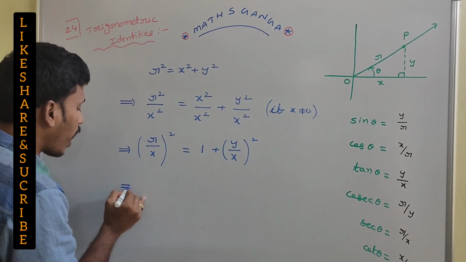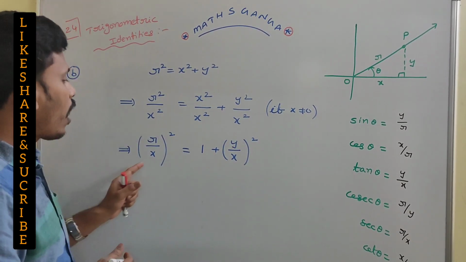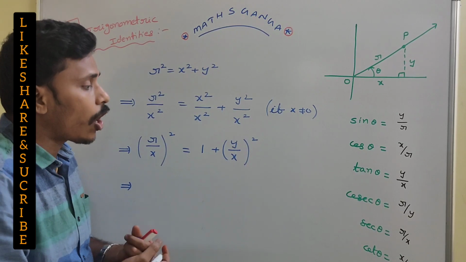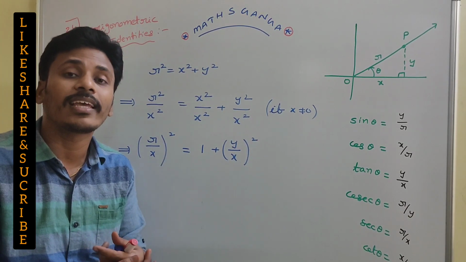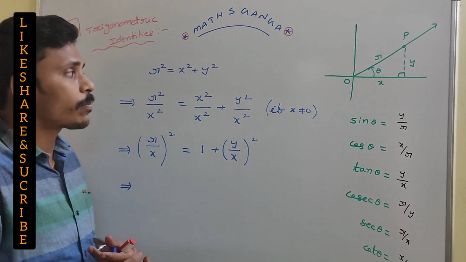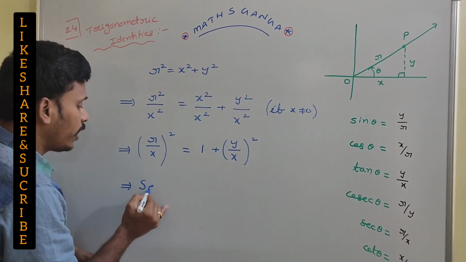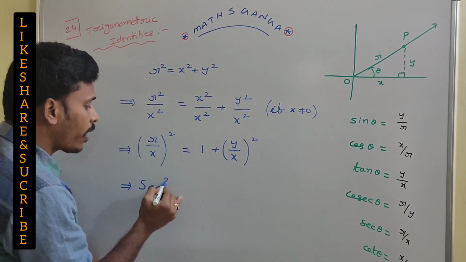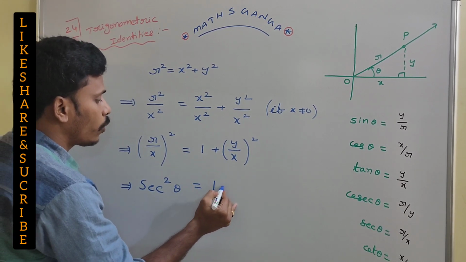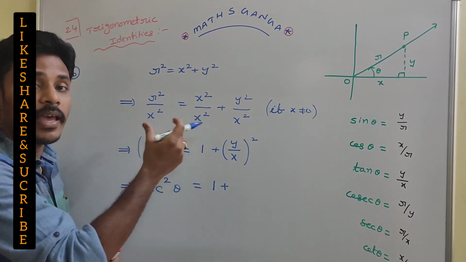And in the next step, how can you write? Look there, r by x. We know that r by x is nothing but secant theta, because cos theta is x by r, so for sure it is secant theta. So secant square theta is equal to 1 plus (y by x) whole square.